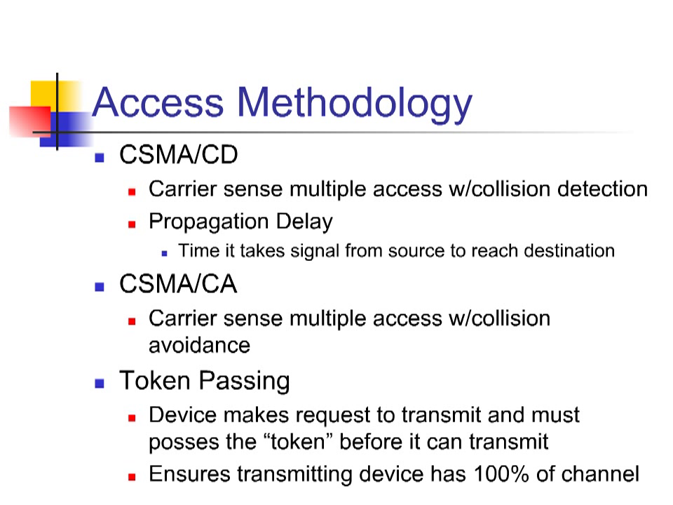There was propagation delay, as it says there in the second bulleted item for CSMA-CD, because it does take a little bit of time for the signal from the source to reach its destination. With CSMA-CA, this was originally developed for the Apple LocalTalk networks, and that stands for carrier sensing multiple access with collision avoidance.